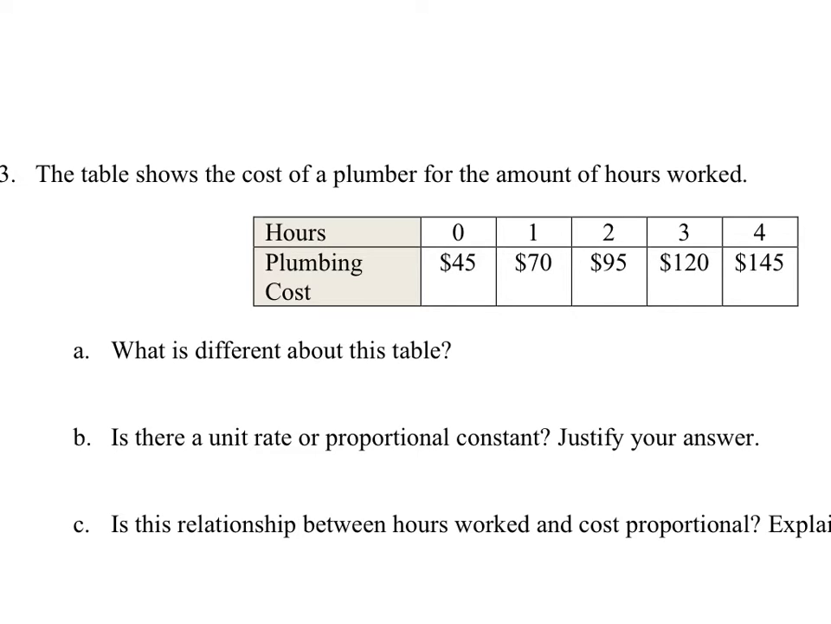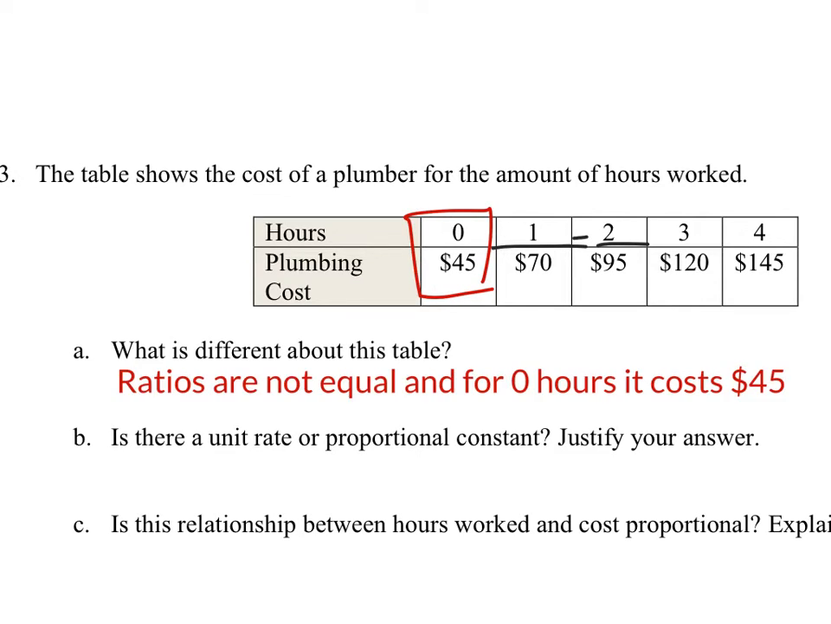But what do you guys notice that's different about this table? Well, before we had ratios that were equivalent, like this one, right? If we look at 1/70, does that equal 2/95? No. Those are completely different ratios. And in addition to these, for the most part, if you had 0 of something, you had 0 of the other thing. But this one's showing 0 hours and $45. So that is why this table is extremely different.